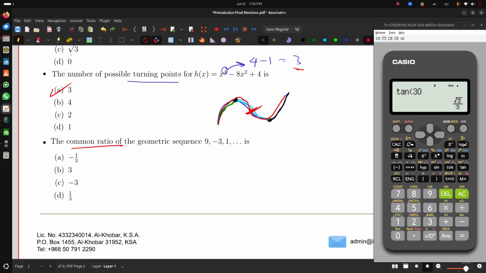The next one, common ratio of the geometric sequence 9, negative 3, and 1, and so on. To get the common ratio, you will make a division. You get the quotient of any two consecutive numbers, negative 3 and 9, or 1 and negative 3. So I will divide negative 3 by 9, which is equal to negative one third. So the answer will be negative one third.